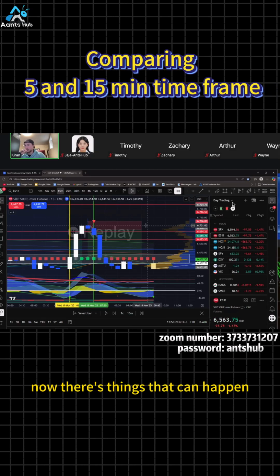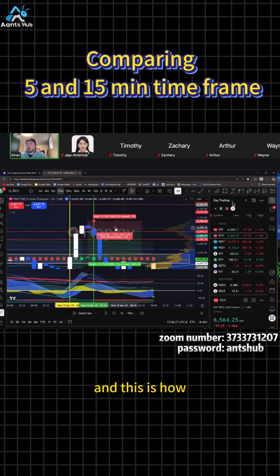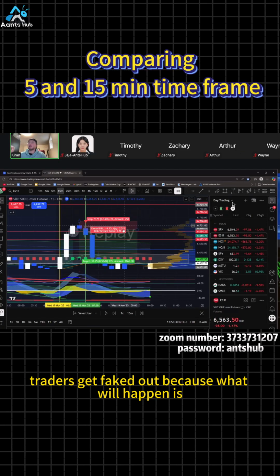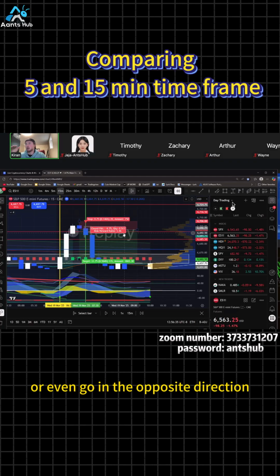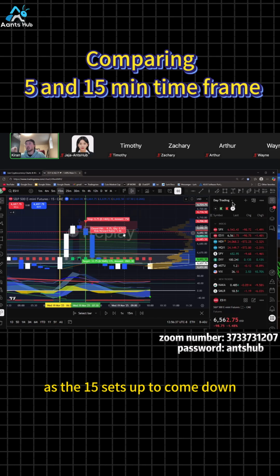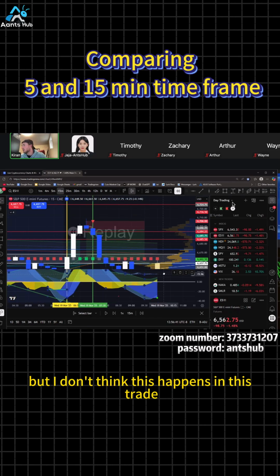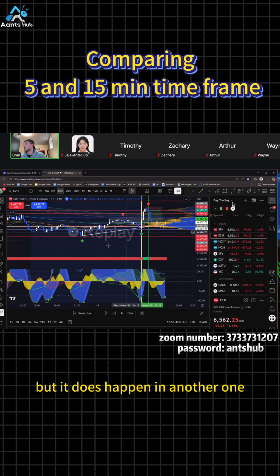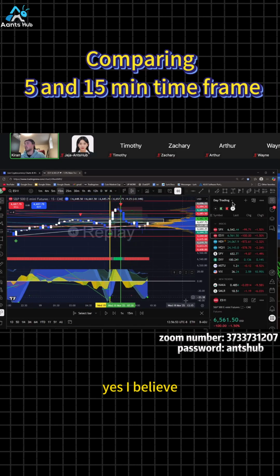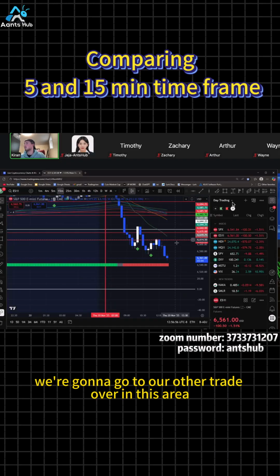Now, there's things that can happen, and I see this happen a lot, and this is how traders get faked out. The 5 minute will start in its direction, and then it will momentarily go flat or even go in the opposite direction as the 15 sets up to come down. I don't think this happens in this trade, but it does happen in another one. We're going to go to our other trade over in this area right here.